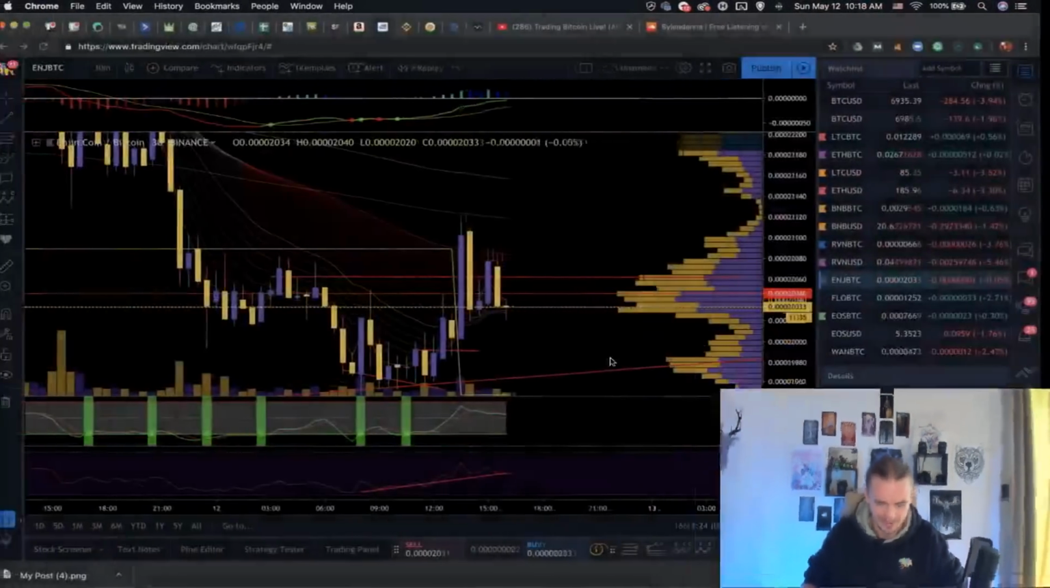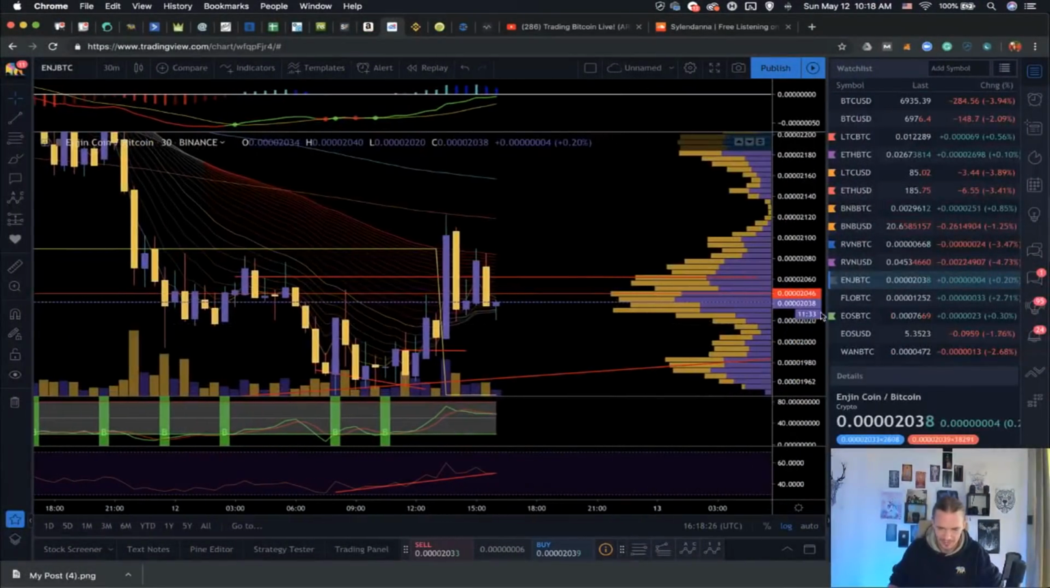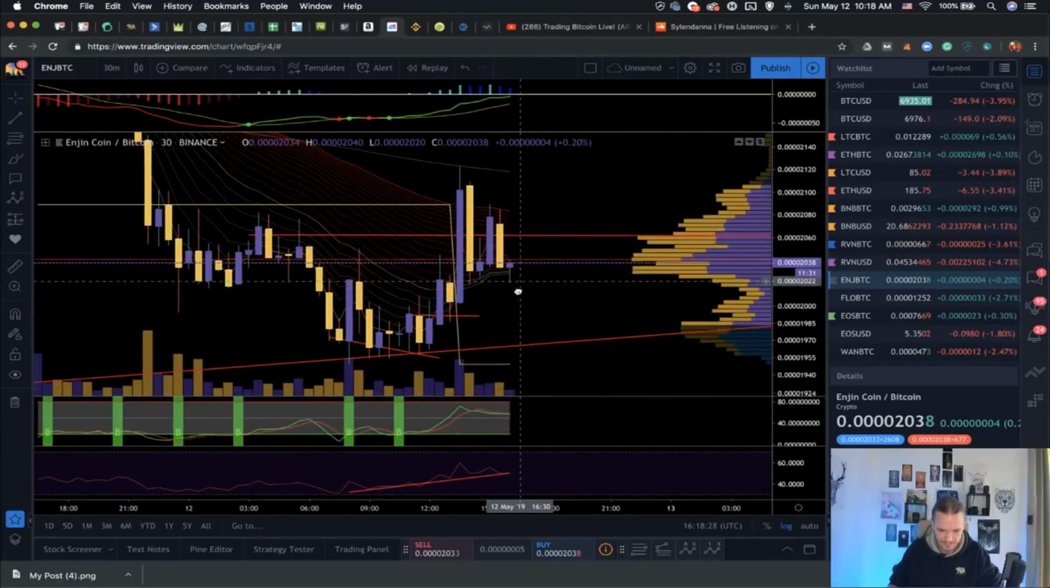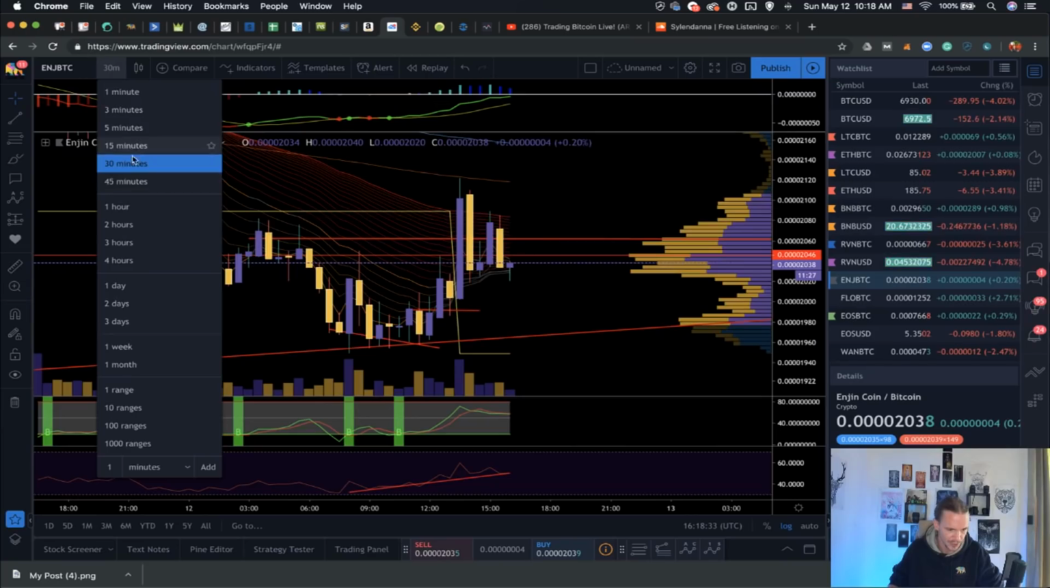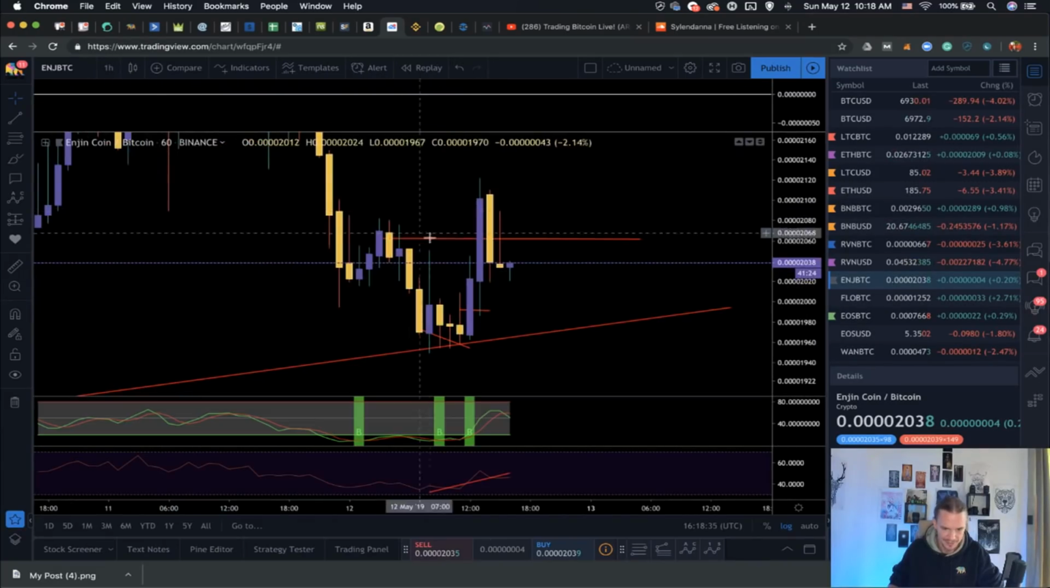Also, see here on the 30-minute, we're actually at the mid-range of the super guppy. I'll get good at this, I swear, guys. Right here on the 30-minute we're at the mid-range of the super guppy, and at the 1 hour, we're not. At the 1 hour, we're actually below the mid.